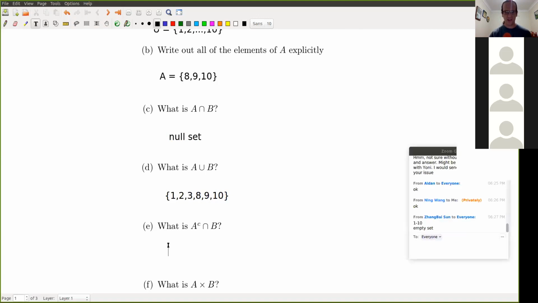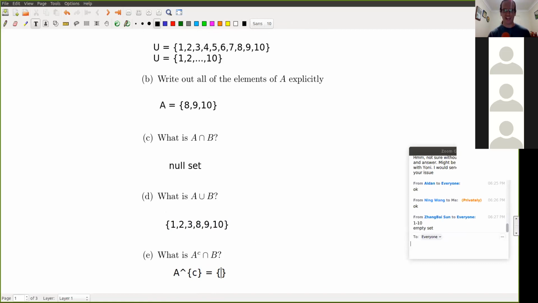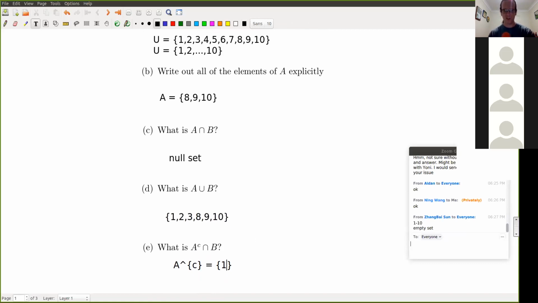Next one. A^C, remember, is the complement. So that's everything not in A that's in the universe. Universe is numbers between 1 and 10, and A is 8, 9, 10. So this is 1, 2, 3, 4, 5, 6, 7.